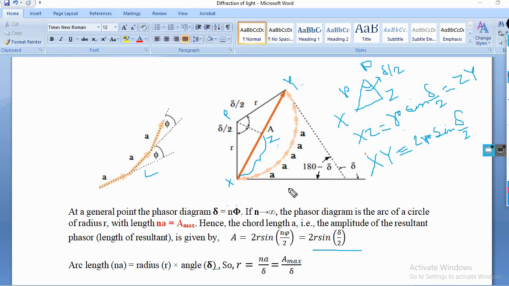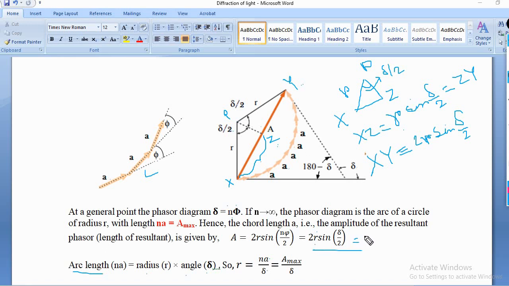Now the second part is, we can use simple geometry to get an idea about what the value of r should be. If you are considering a circle, this is part of the circle, and the arc length is given by n into a. We have n secondary light sources, each having length a. The arc length is equal to radius multiplied by angle, which angle? This particular angle. So from this relation, one can write r is equal to na by delta.